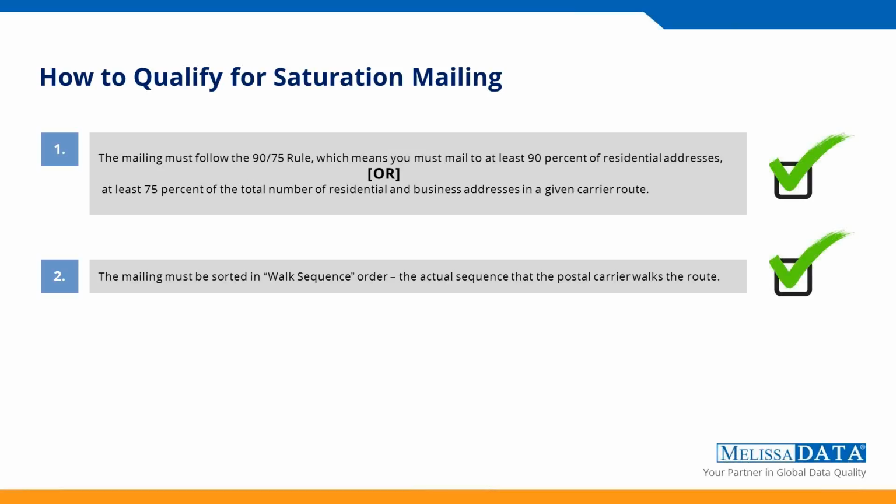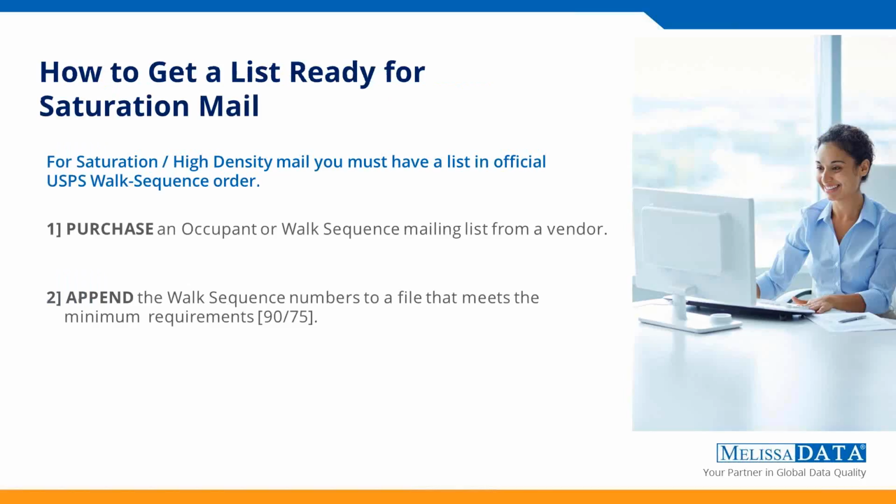In addition to having the 90-75 percentages, you also have to have walk sequence numbers in the file. There has to be a column for the walk sequence, and that follows the actual sequence that the carrier walks. Walk sequence numbers cannot be appended by any software on the market. You'd either have to purchase a list that's already in walk sequence, or if your mailing list has enough pieces per carrier route, you can append those numbers using a service license to do that, and then you'll be able to walk sequence your own list.